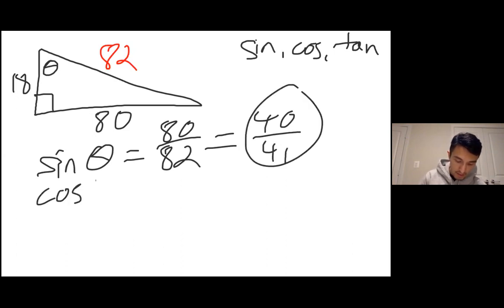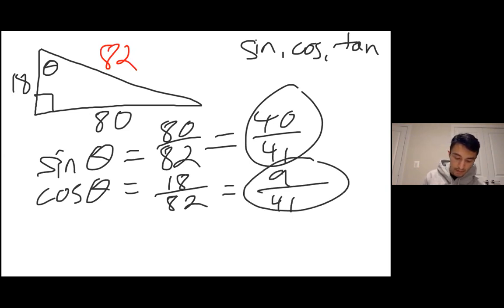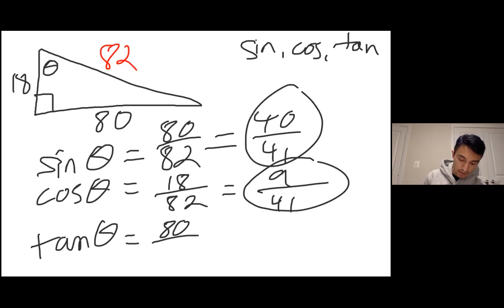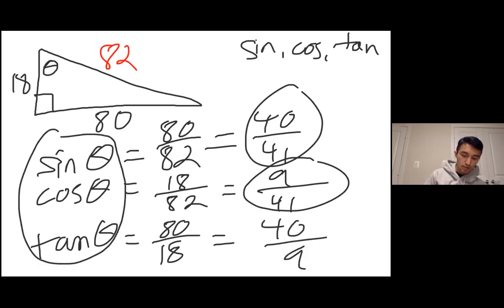Cosine theta, adjacent to theta is 18. Hypotenuse 82. Again, both even, 9 over 41. And then last but not least, tangent is opposite, 80, over adjacent, 18, which is 40 over 9. So I just looked at my drawing for all of these, right? Just like the first couple of examples from a few minutes ago.